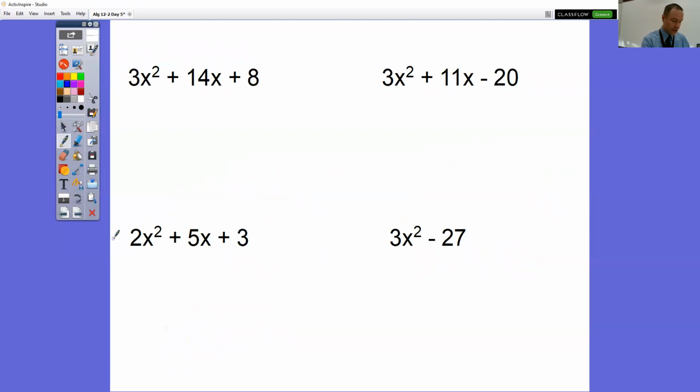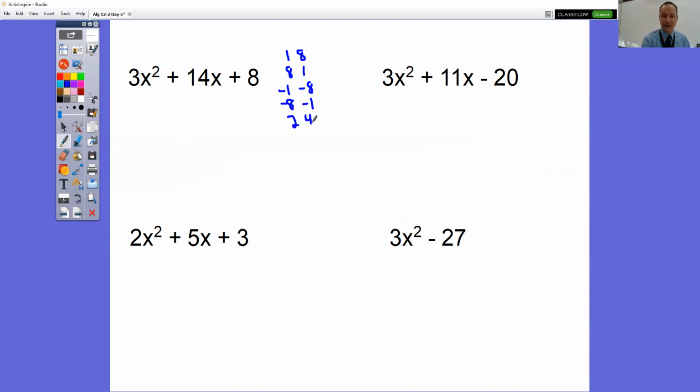Let's try another one. So 3x squared plus 14x plus 8. What are some combinations of 8? Well, you have 1 times 8. You have 8 times 1. Be very, very careful. You also have negative 1 and negative 8, negative 8 and negative 1.